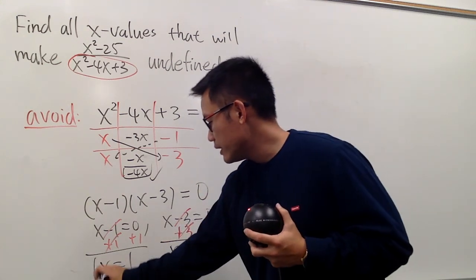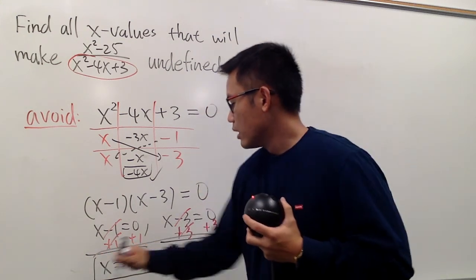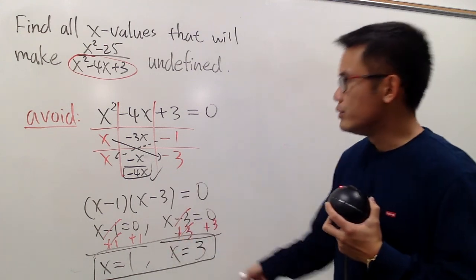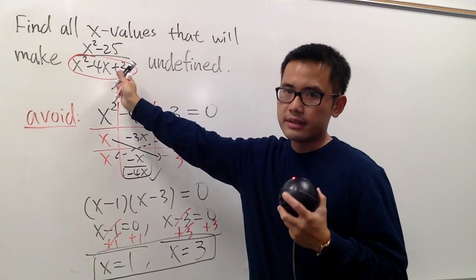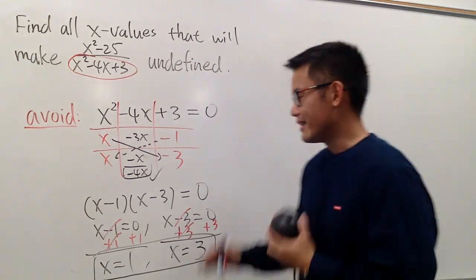Therefore, we found out the answer. We cannot use 1 and 3. Otherwise, these two x values will make this rational expression undefined. And that's it.